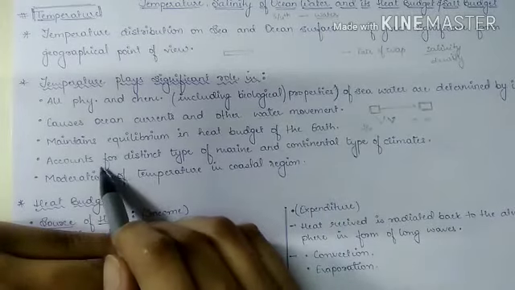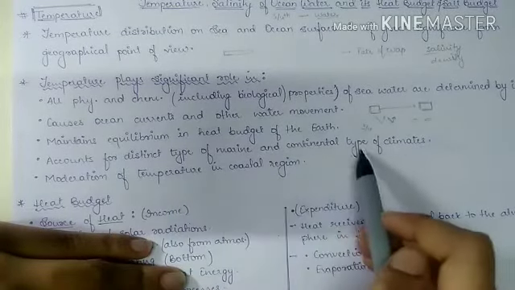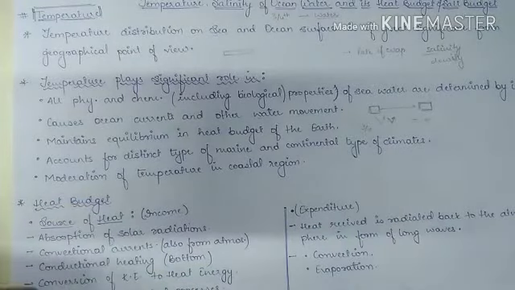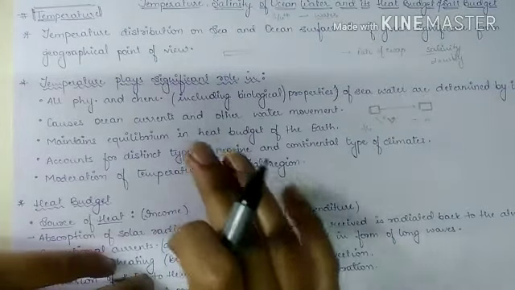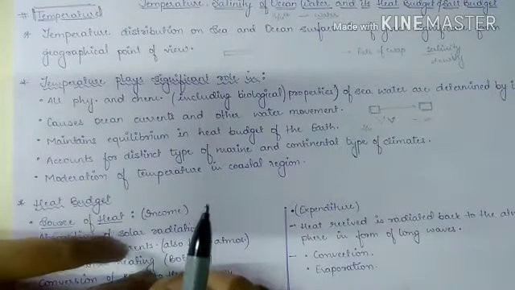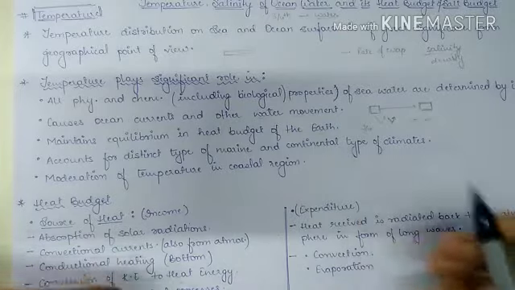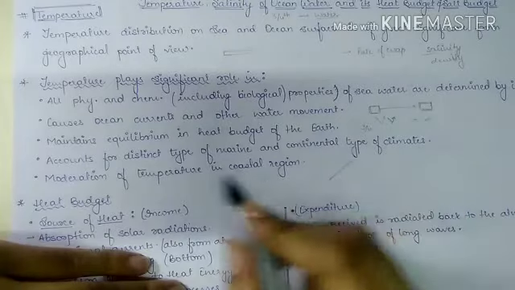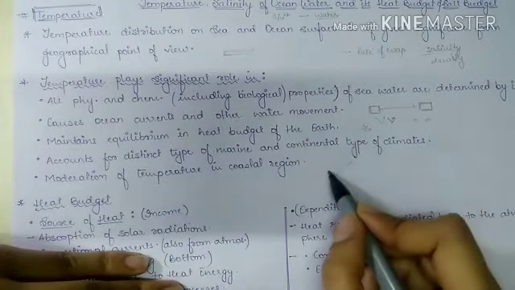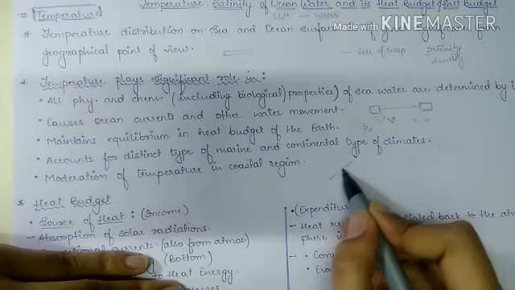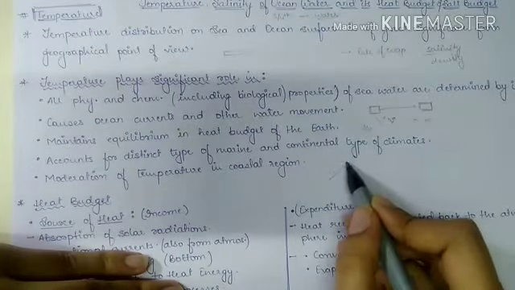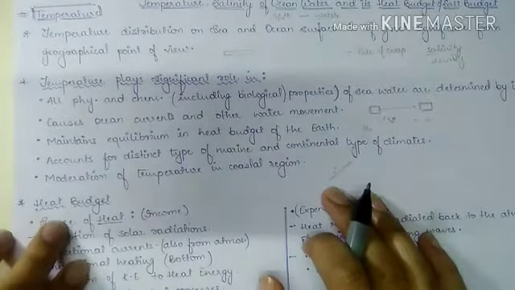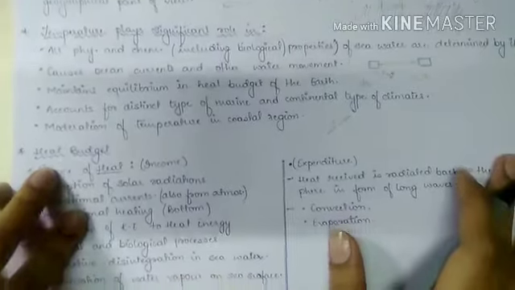Next we have that it accounts for the distinct types of marine and continental climate. So continental type of climate and marine type of climate are accounted for because of the temperature of ocean water. And along the coastal region, the temperature is moderated by ocean water. How? By land and sea breeze that we have already done. So these are the significant roles that temperature plays. Now we will look into heat budget.